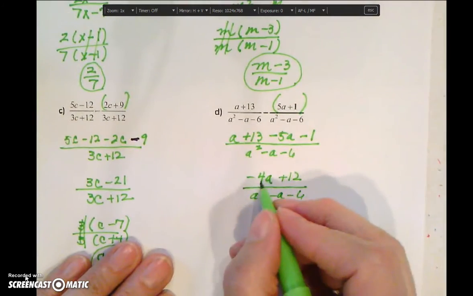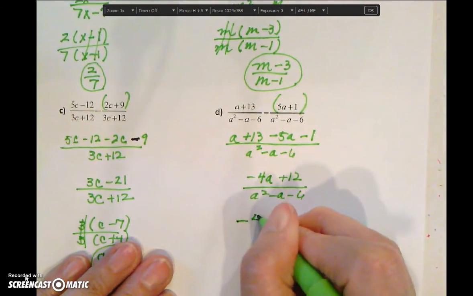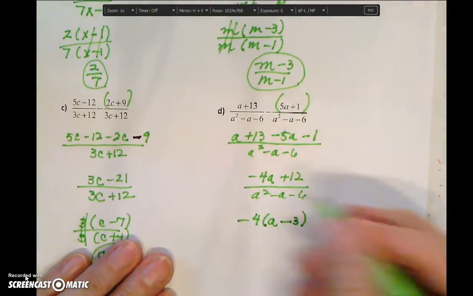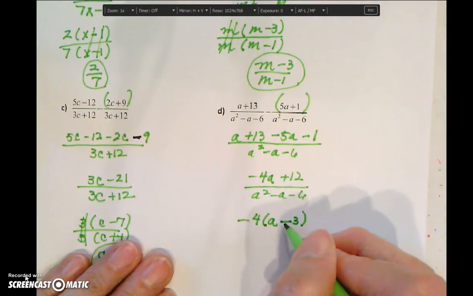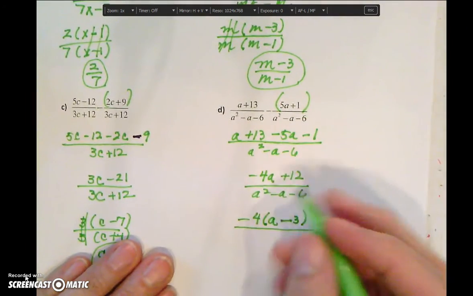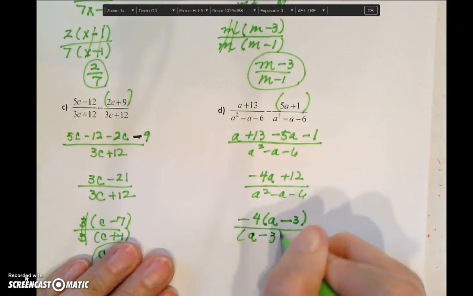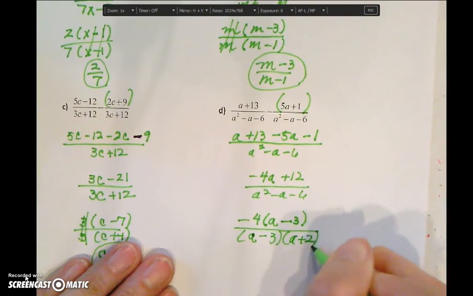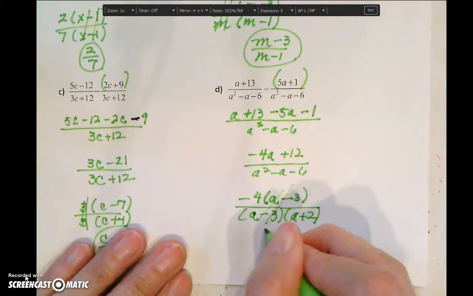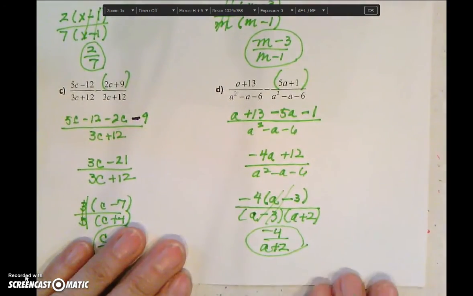Ready to factor, and again, with a leading negative, I'm going to factor out a negative. So a negative 4, that's going to leave me with a minus 3. So negative times positive is going to give me that negative. And then factoring my trinomial using the AC method, that's going to be a minus 3, a plus 2. That factors. My a minus 3's cancel, and I'm left with negative 4 divided by a plus 2.